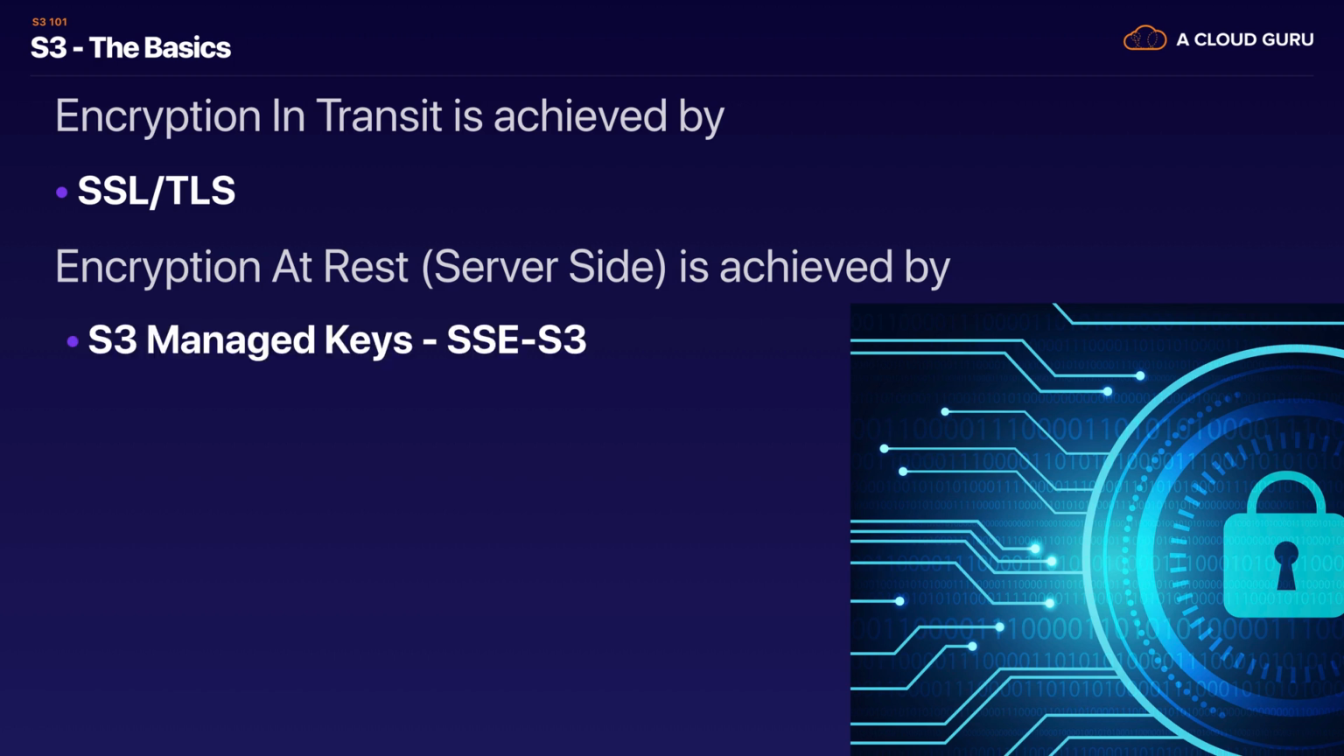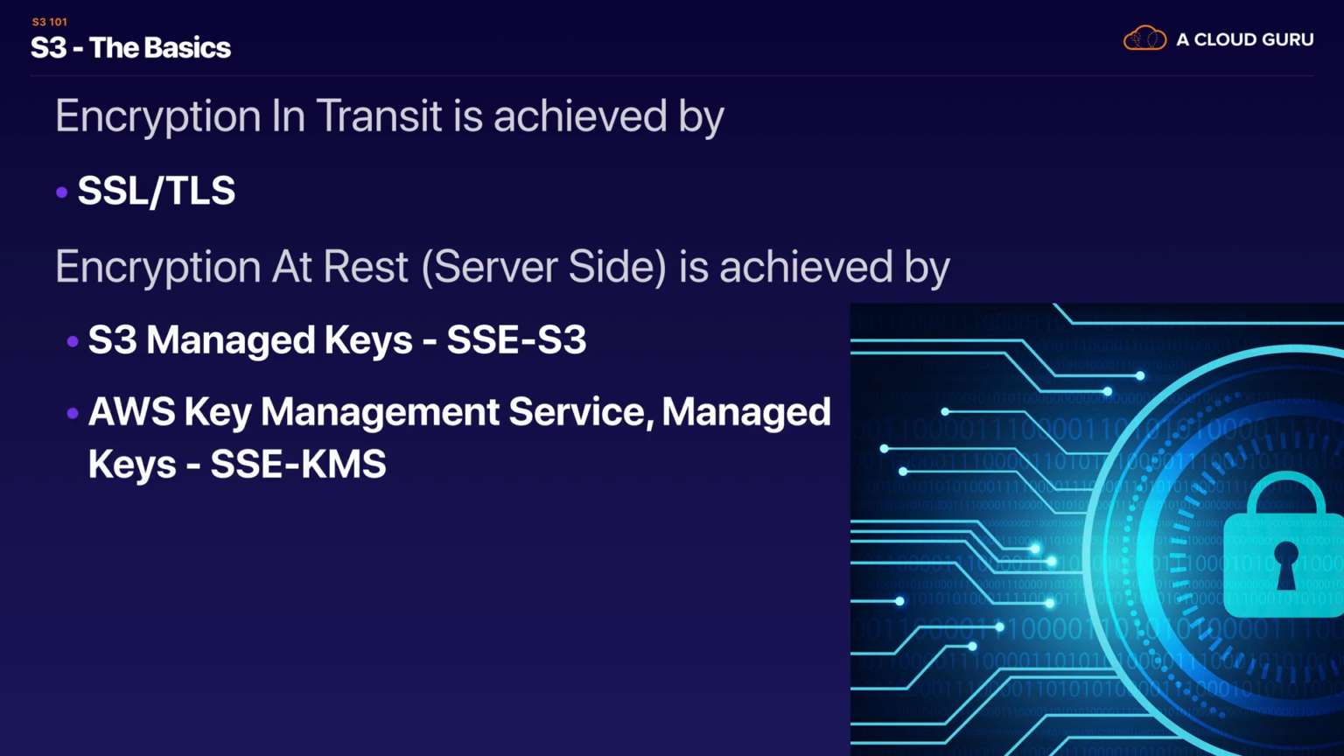So let's look at it on the server side, and there's three different types. There's S3 managed keys. This is where Amazon manages the keys for you automatically, so you don't need to worry about the keys at all. When we talk about keys, a key is just a way of encrypting the object and then decrypting it. So it's just like you would use a key with a lock. So this is where Amazon manages all the keys. So that's S3 managed keys. It's sometimes referred to as SSE-S3, which is server-side encryption S3.